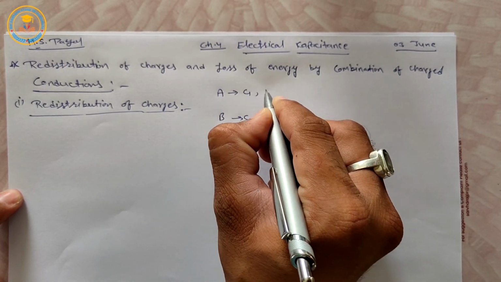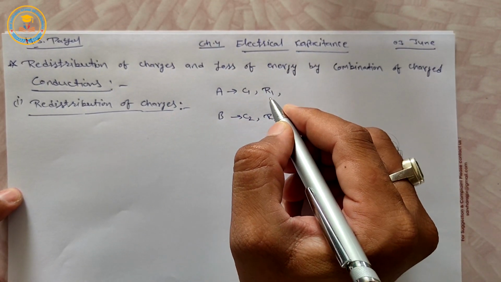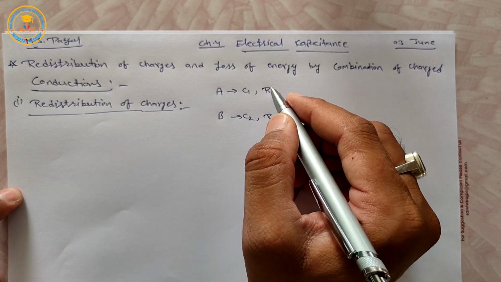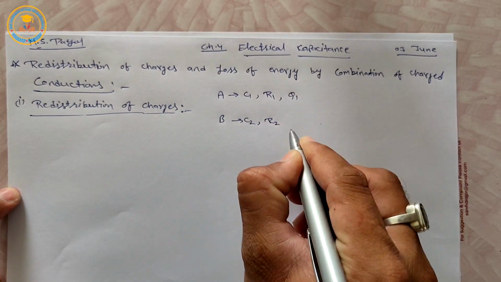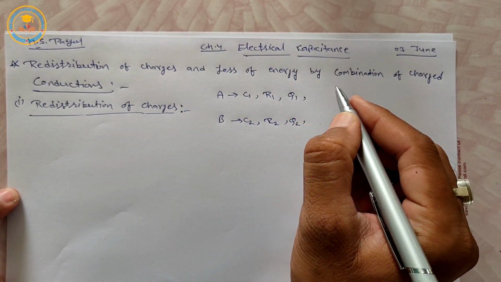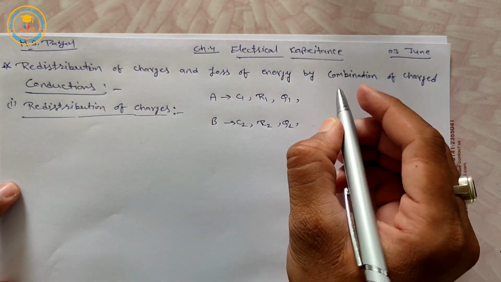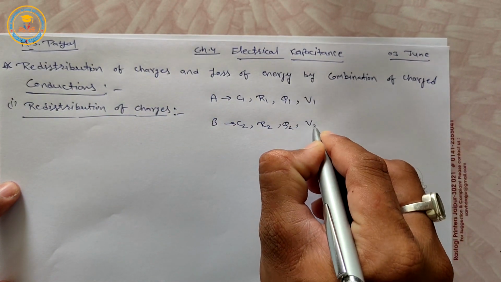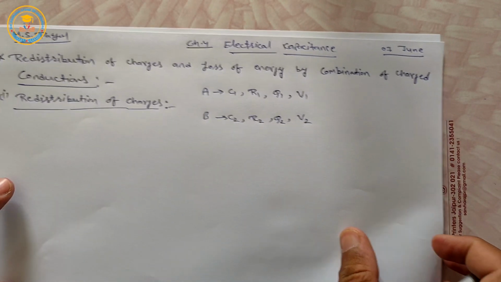Radius is R1 and R2, and the charge given to these conductors is Q1 and Q2, and due to these charges the potential on both conductors is V1 and V2 respectively. This is the initial condition.